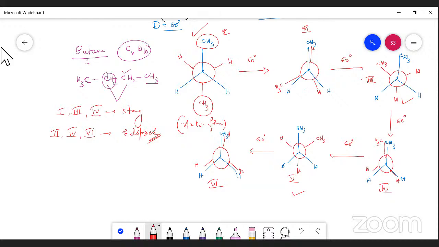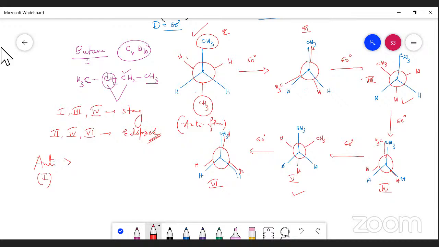When you compare the staggered and eclipsed structures, staggered structures are more stable. But here 3 staggered structures are there. Out of these, in the first structure the 2 bulky methyl groups are far away from each other. That is why we call that structure the anti-form. So structure 1 is the most stable form.